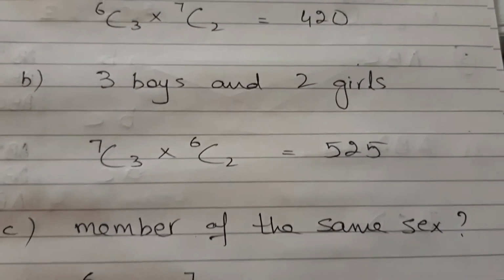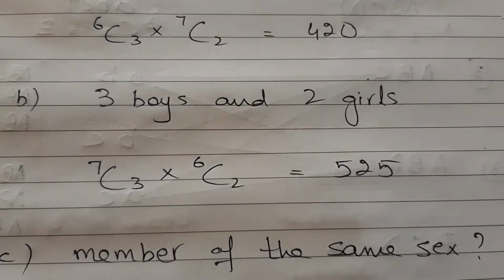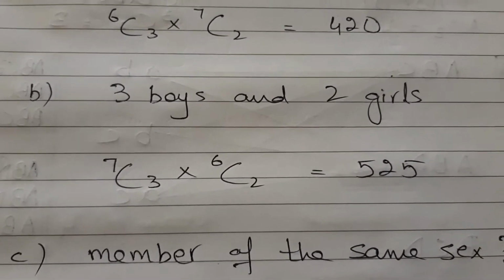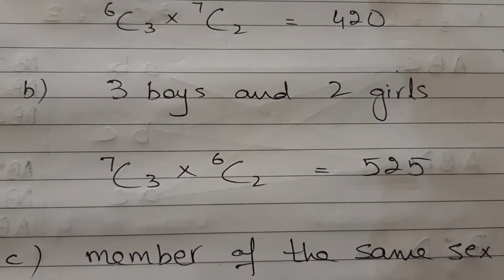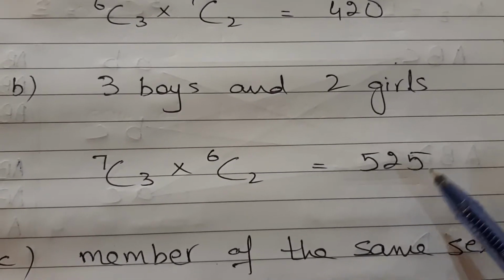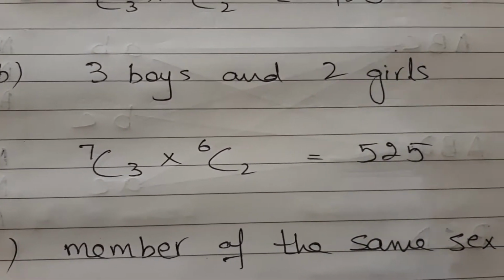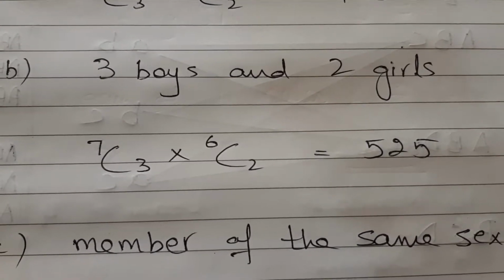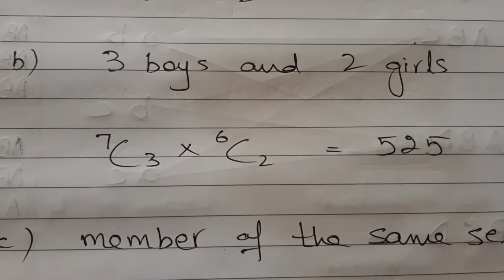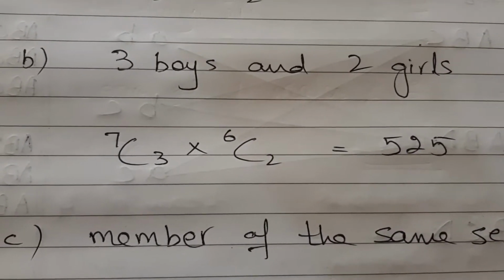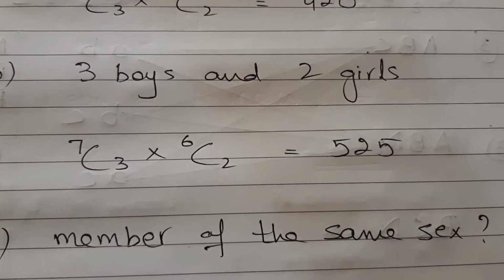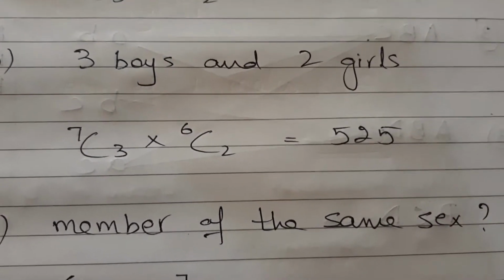Next part, members of the same sex. So either you have only female or only male. So now how many girls do we have? 6 girls altogether, right? And what do we want? Members of the same sex. It means the 5 members of the committee all should be girls. I'm repeating, there are 6 girls, and out of those 6 girls, I want all 5 members of the committee consisting of girls. So I will do 6C5.